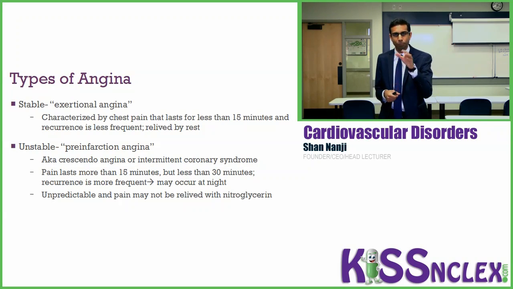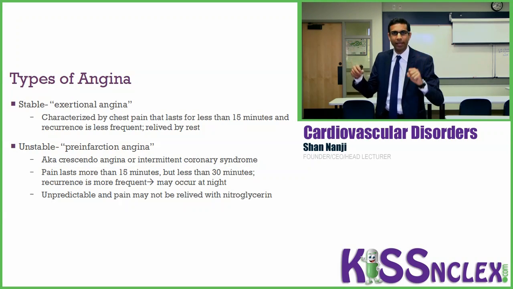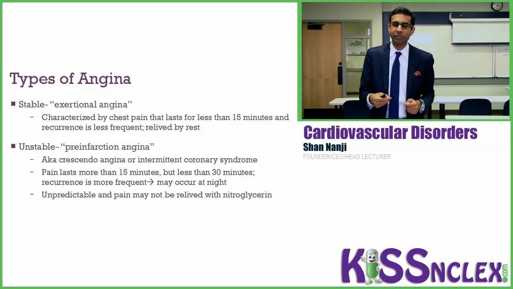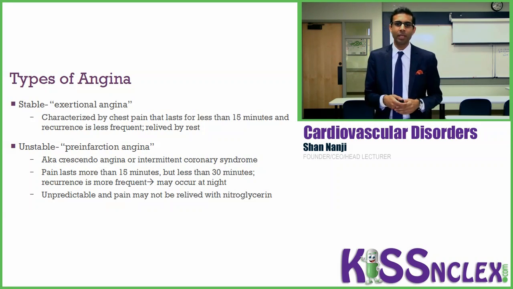Unstable, this is a pre-infarction angina. Unstable is a little more serious, right, because it's not stable. It's kind of in the name. They can sometimes call this a crescendo angina or an intermittent coronary syndrome.